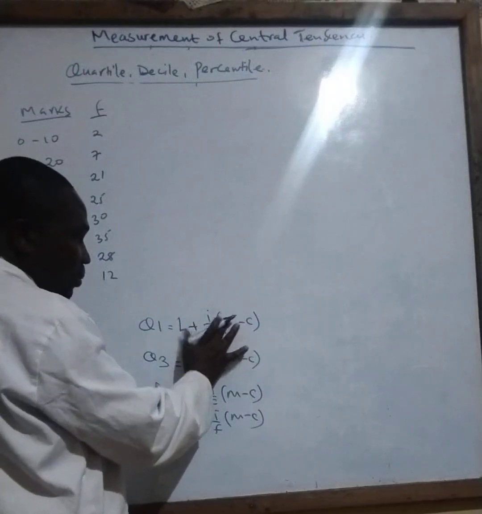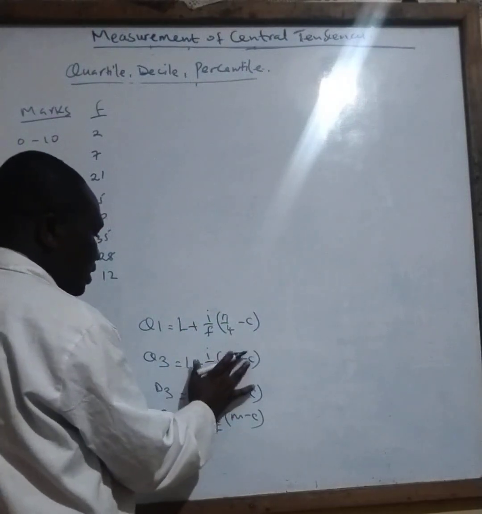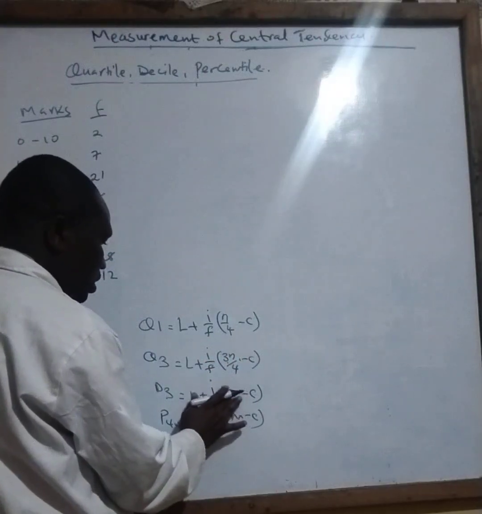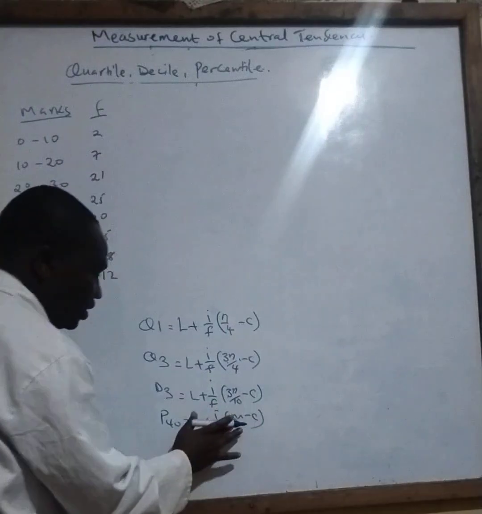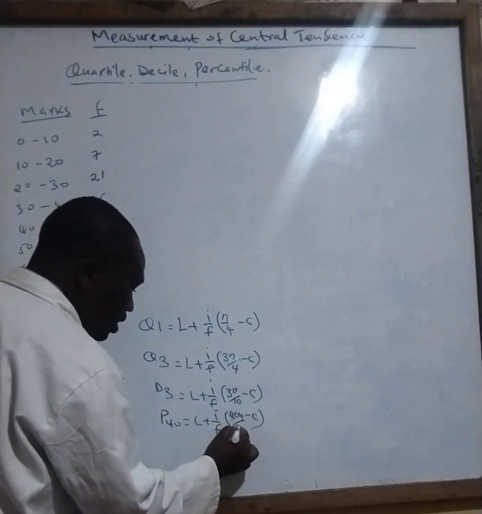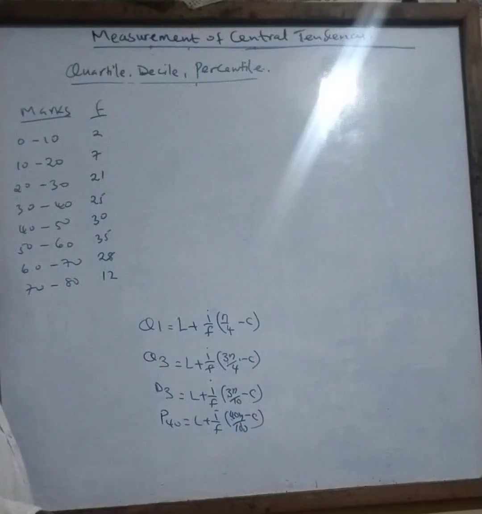So here, this one disappears. And again now, N divided by 4. This one is 3N divided by 4. This one, 3N divided by 10. This one, 40N divided by 100. You can see. That's what I have to say.